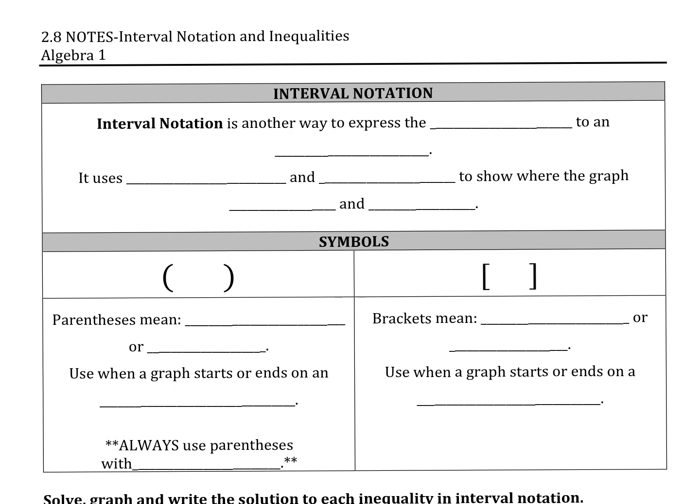So first, what is interval notation? Interval notation is really just another way to express the answer to an inequality. The idea of interval notation and how it's different than what we've already done is that it uses parentheses and brackets to show where the graph starts and ends. So what does that look like when we look at something in interval notation?